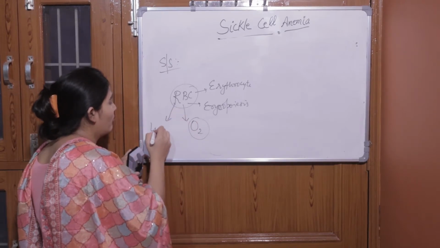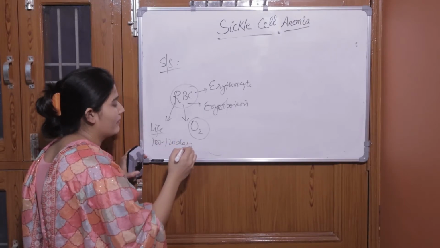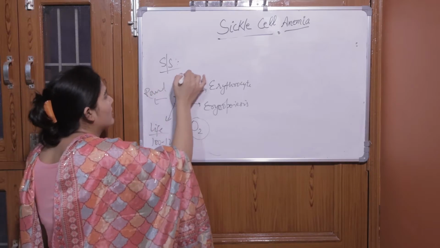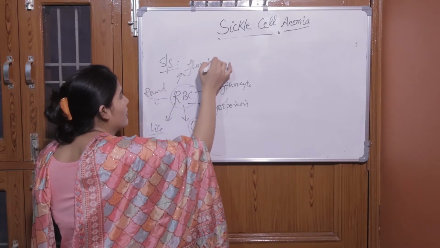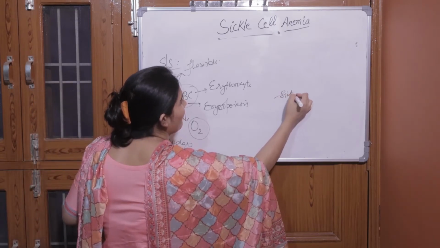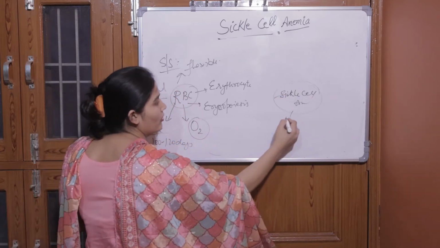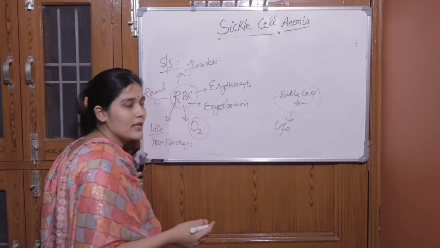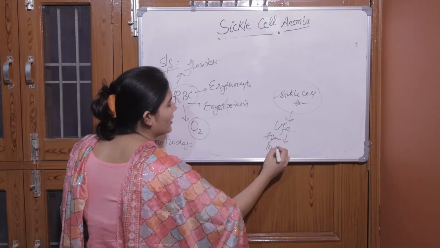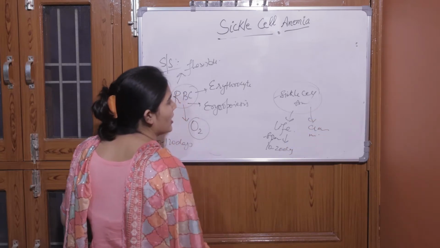The lifespan of a normal RBC is 100 to 120 days. Normally they are round and flexible in nature. In sickle cell anemia, what is happening? The lifespan is decreased to 10 to 20 days because the RBCs are not round and do not carry oxygen well. The shape is also changed, it is crescent or moon shaped.